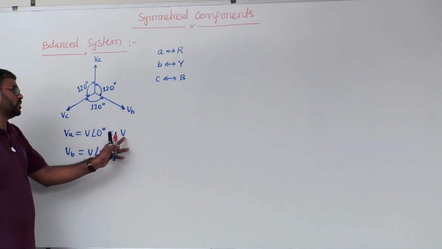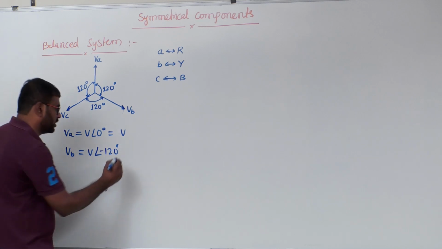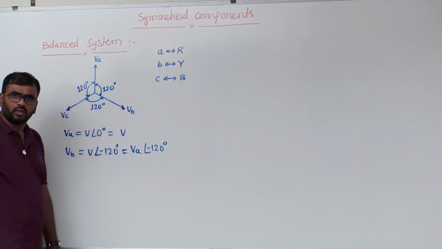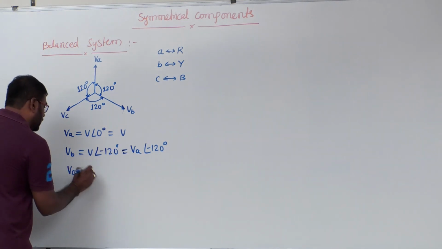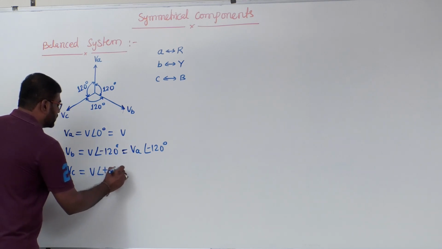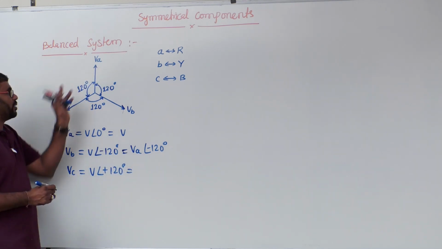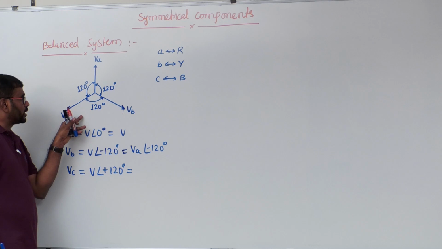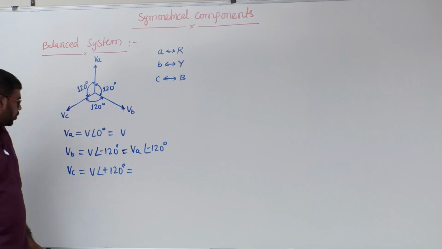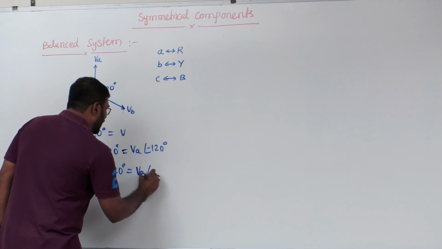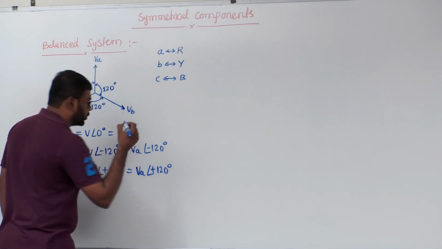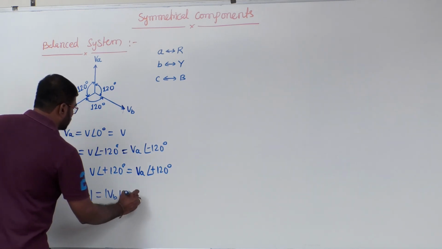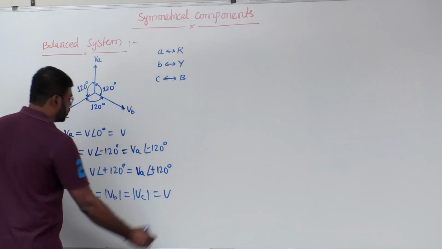VA is V at an angle 0 or simply V. Both ways you will get the same answer. That means nothing is wrong to say VA at an angle minus 120. It's correct. Clear? Now, what is VC? VC equals V at an angle plus 120 degrees. How to justify this? VC leads VA by 120 degrees or lags VA by 240 degrees. Lagging by 240 is nothing but leading by 120 degrees. So, you may also write VA at an angle plus 120 degrees. This is equally good. So, VA magnitude, VB magnitude and VC magnitude are all equal to simply V.